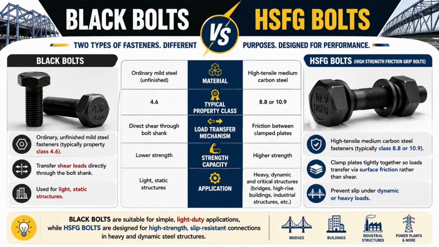So in this picture you can observe the key differences between the two types of bolts based on the type of material, property class, load transfer mechanism, strength capacity and their applications. Now we'll discuss the key specifications of black bolts. Black bolts are ordinary, unfinished mild steel fasteners, typically of property class 4.6 grade. Black bolts transfer shear loads directly through the bolt shank. These bolts are used for light and static structures.